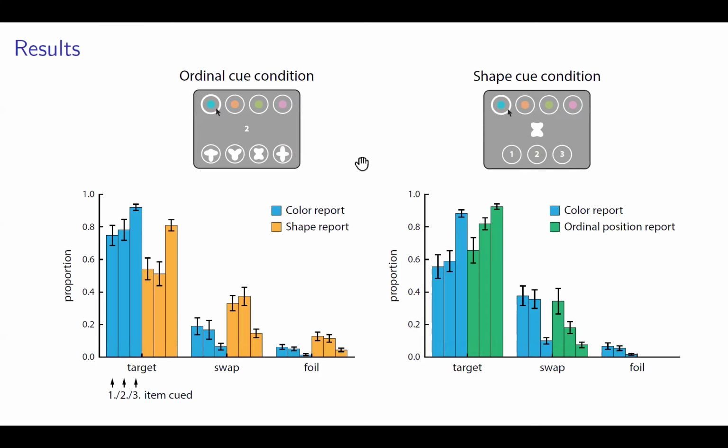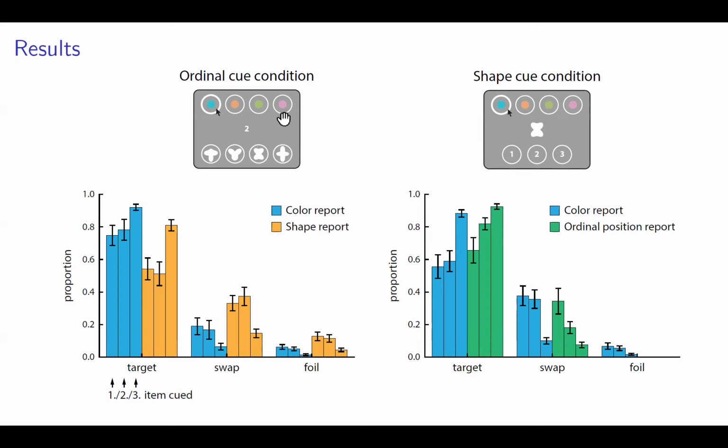Here are the overall results from the conditions. It's a slightly difficult, complicated plot that tries to capture all the results. So we have proportions of responses, target responses, so selecting the color or the shape that actually was at the queued position or that was associated with the queued shape.